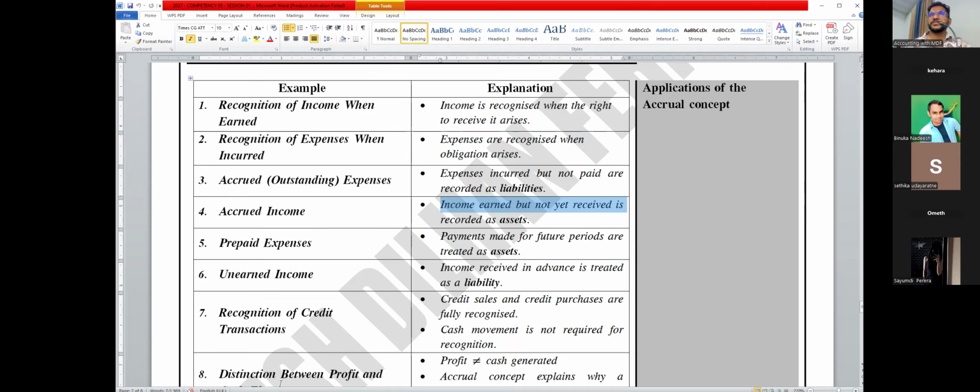Unearned incomes. Income received in advance. You have received the income, but it is not relevant to the period. I told you, according to the accrual concept, we recognize only the relevant income. Then what are we supposed to do? Remove it from the income and recognize it as a liability.